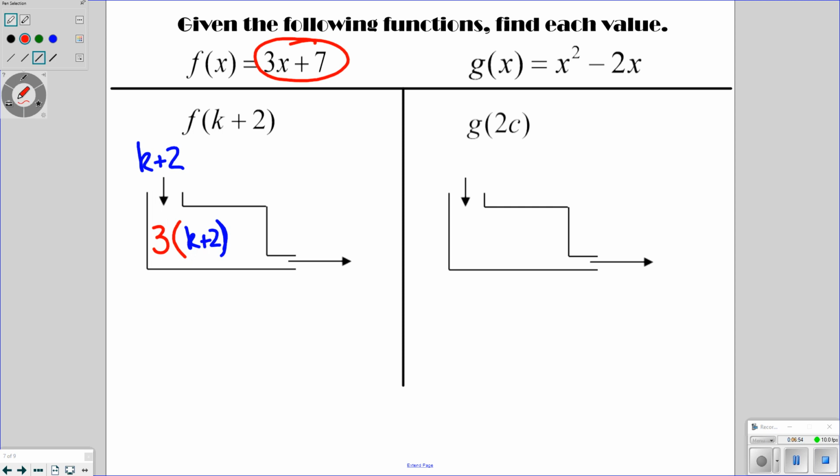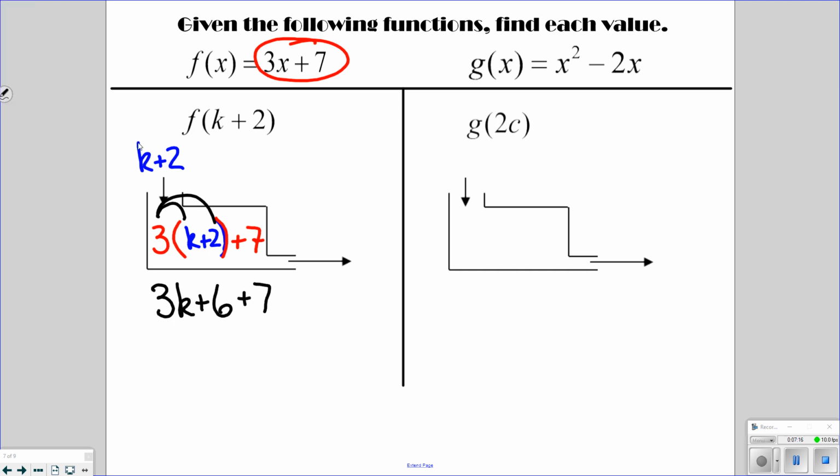And then I have plus 7. Next, I'm going to distribute that 3. So I have 3k plus 6 plus 7. 6 plus 7 is 13, so I have 3k plus 13. These are not like terms at all, so I cannot combine them, so my final answer is 3k plus 13.